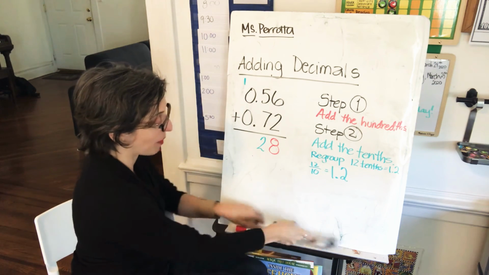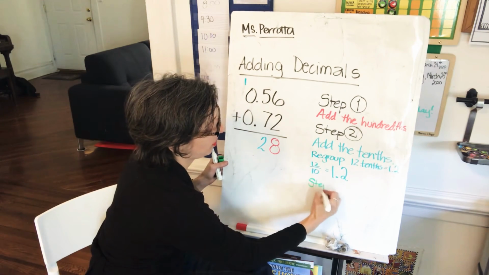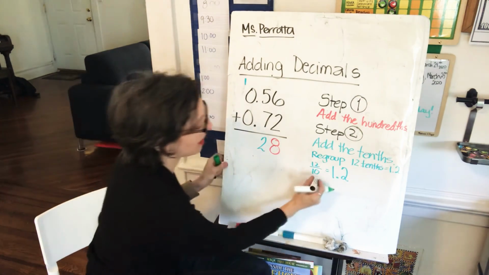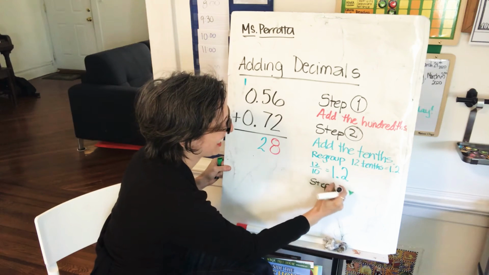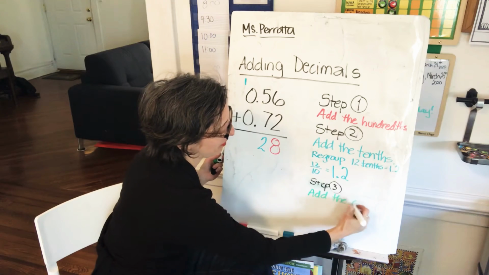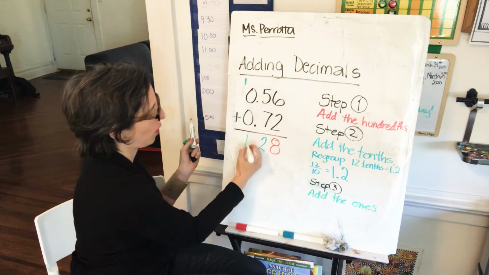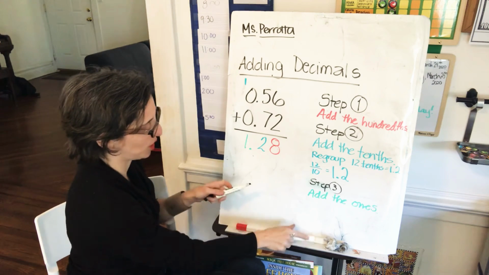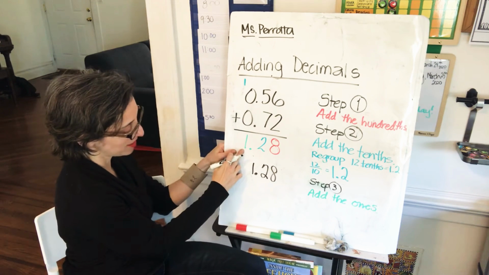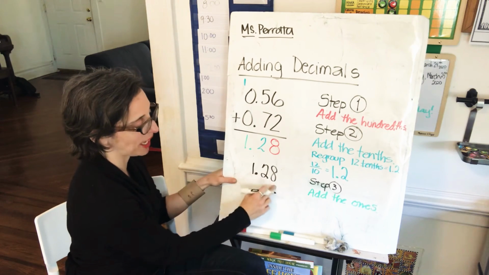Now I'm going to add my ones. So step 3 is to add the ones. And so I have 1 plus 0 plus 0, 1. So I'm going to rewrite my final answer, not rainbow colors. So it's 1 plus 2 tenths plus 8 hundredths. So it's 1 and 28 hundredths.